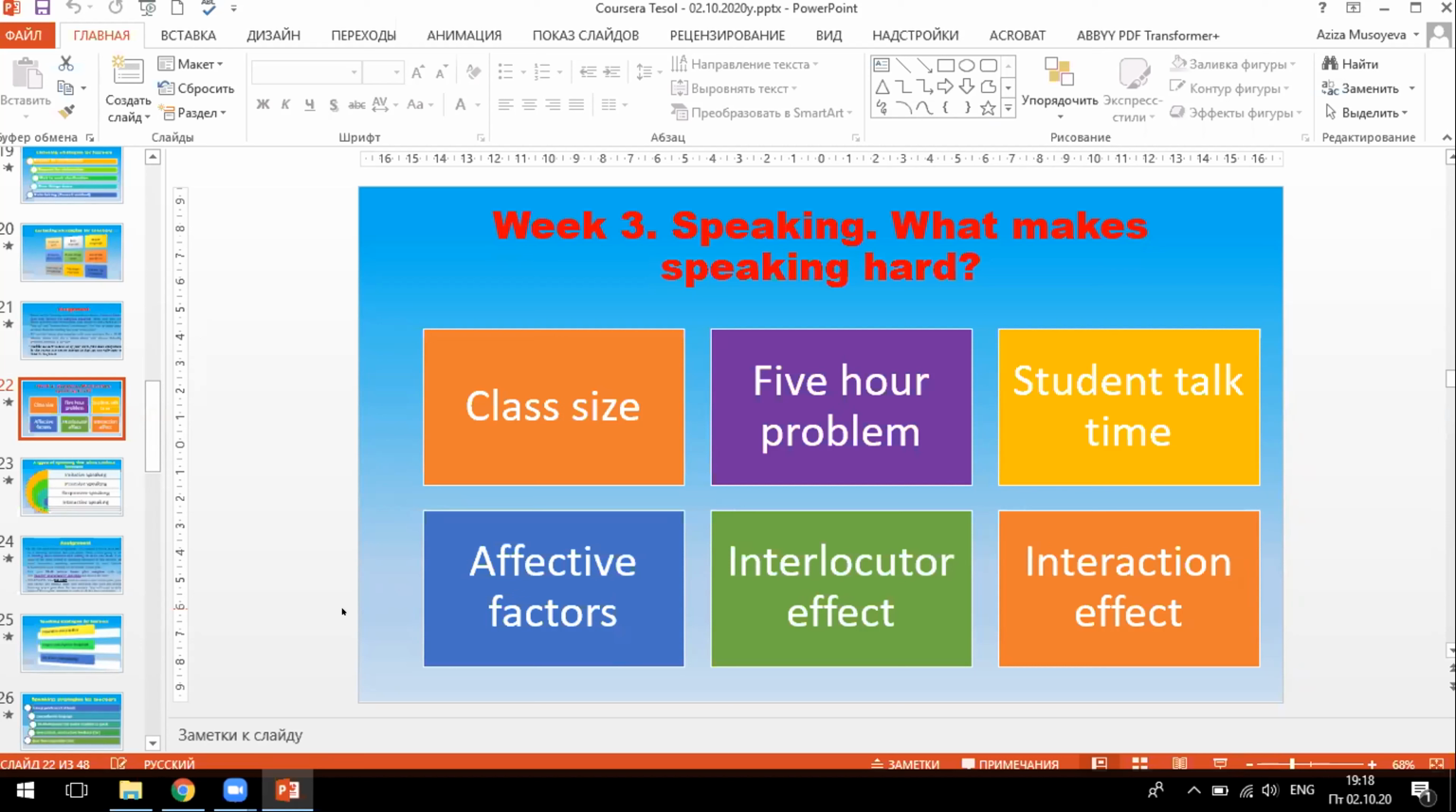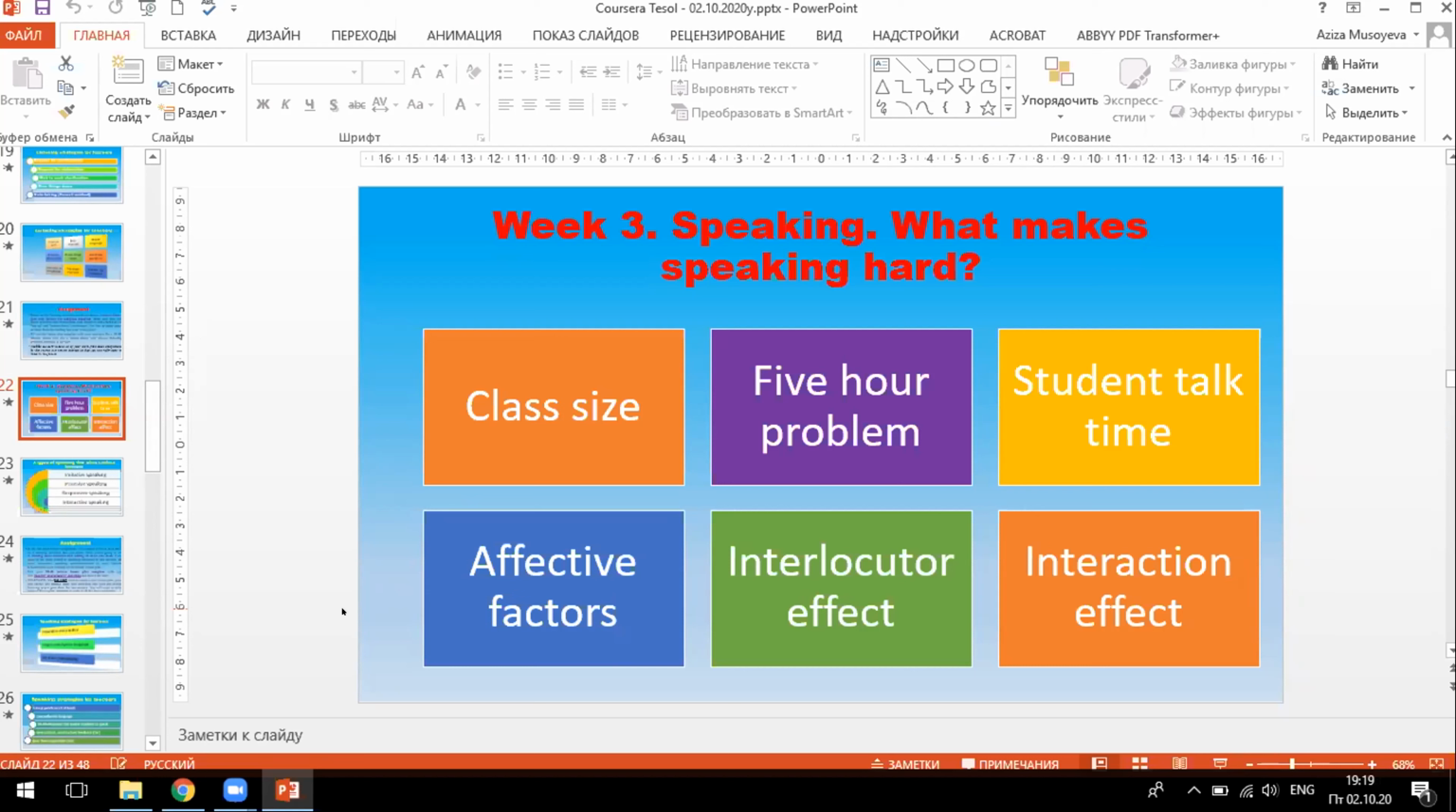And interlocutor effect means the effect of the other speaker, for example, the effect of the teacher in the lesson. So if you are nervous, you can make your students nervous. Or if you are very relaxed, they can be more relaxed as well. And if you are very formal, they can also keep formal. I mean, the people that you are talking with.